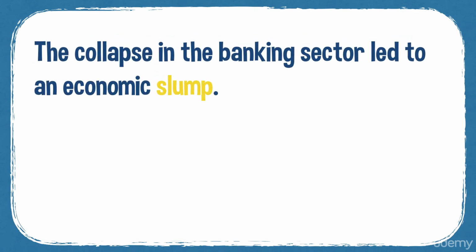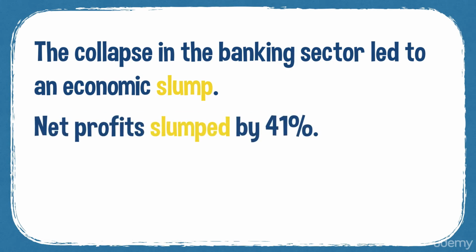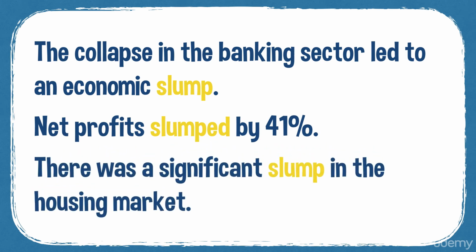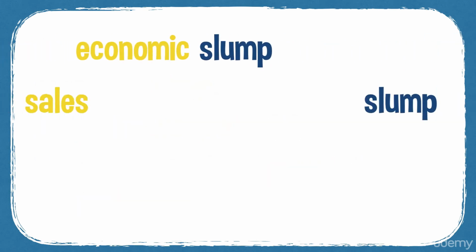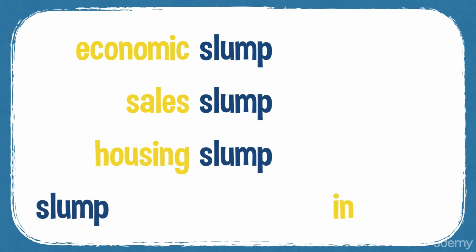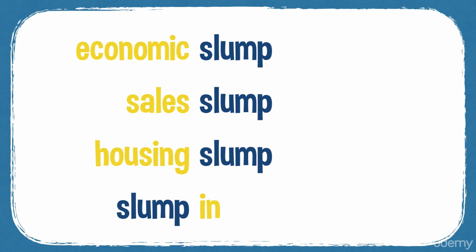So the collapse in the banking sector led to an economic slump. This was in 2008. Net profit slumped by 41%. There was a significant slump in the housing market, so maybe housing prices started to fall. So we talk about an economic slump, a sales slump, a housing slump. We often talk about a slump in something. So a slump in the economy, a slump in sales, a slump in housing.